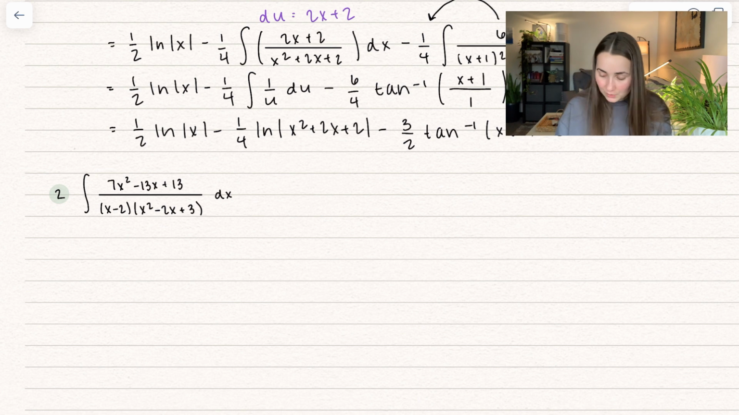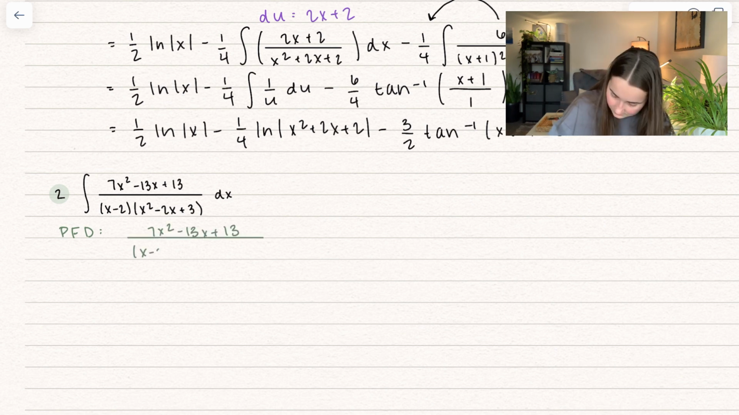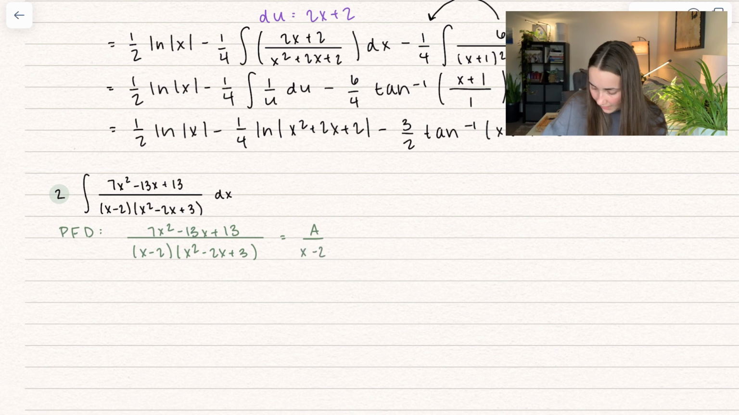So here I've got another one for us. We have x minus 2 times the irreducible form x squared minus 2x plus 3. Our first step is to do partial fraction decomposition. So I'll go ahead and set it up. Doing this, we have our normal simple factor, x minus 2. And now in the denominator, we're going to have the irreducible form, x squared minus 2x plus 3. And so we have to have a polynomial of 1 degree less, so bx plus c.